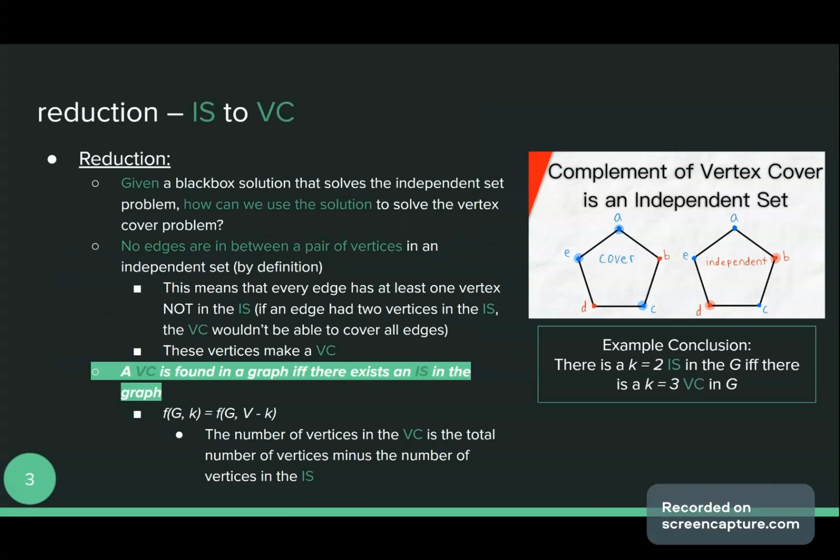Here we have a function which essentially states that the number of vertices in the vertex cover is the total number of vertices minus the number of vertices in the independent set. And as you can see in the image, the complement of the vertex cover is the independent set itself. We can see that the vertex cover has 3 vertices out of a total of 5 vertices in the graph, whereas the independent set has 2 vertices. If we add them together, they add up to the total number of vertices in the graph, which is 5.